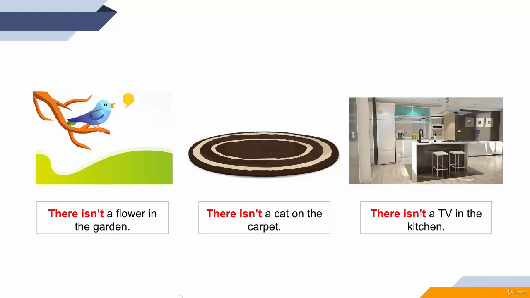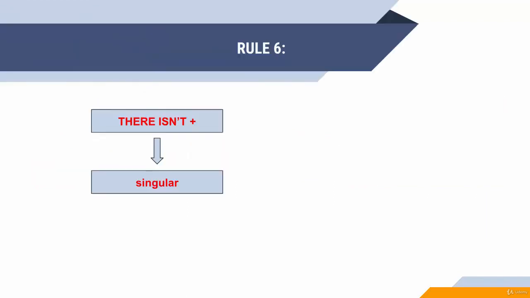Negative sentences. There isn't a flower in the garden. There isn't a cat on the carpet. There isn't a TV in the kitchen. So, there isn't. When you want to say that something is not there, something is not in the room, or something is not in the garden. There isn't a flower, there isn't a cat, there isn't a TV. The rule, there isn't, goes with the singular noun.